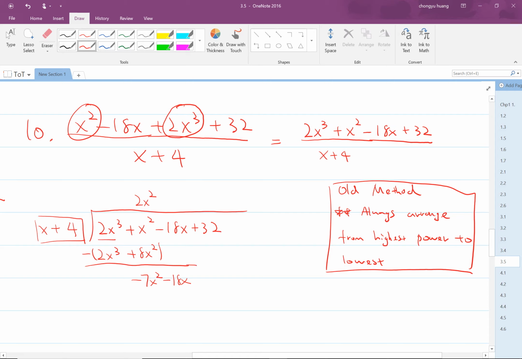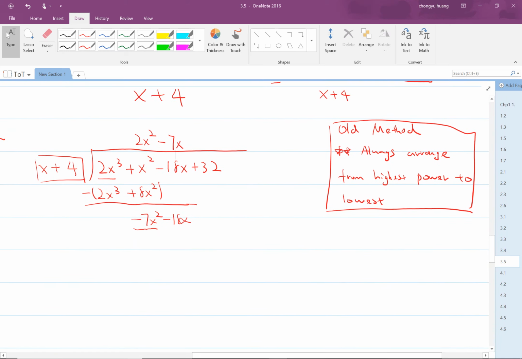So now the term we want to get rid of is negative 7x to the power 2, right? So we have to multiply by negative 7x over here. So x multiplied by negative 7x, let me move down a little bit, basically becomes negative 7x squared, right? 4 multiplied by negative 7x becomes negative 28x, right?